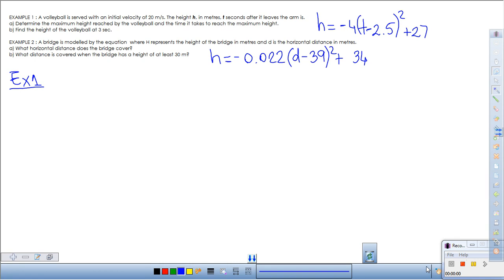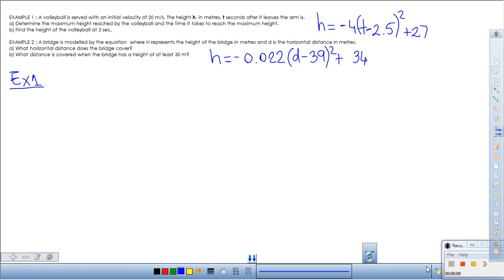Before tomorrow's test, I want to take a moment and walk you through several examples of how we use quadratic functions to solve word problems. In the example before us, we have the relationship between height and time, or between height and horizontal distance. So let's look at example number 1.